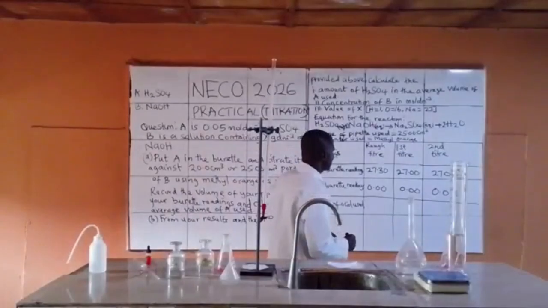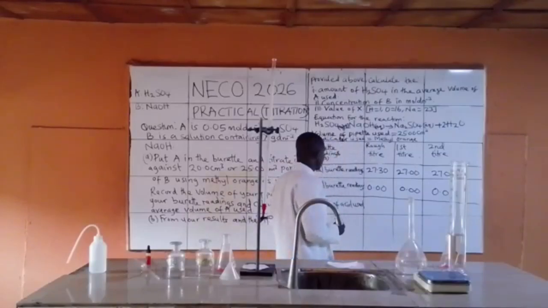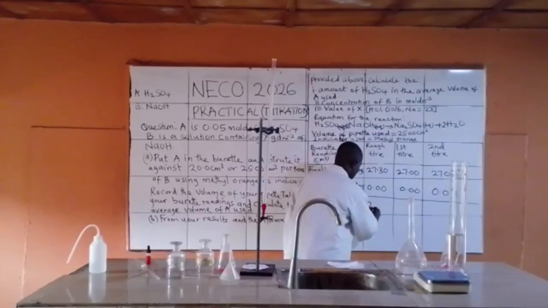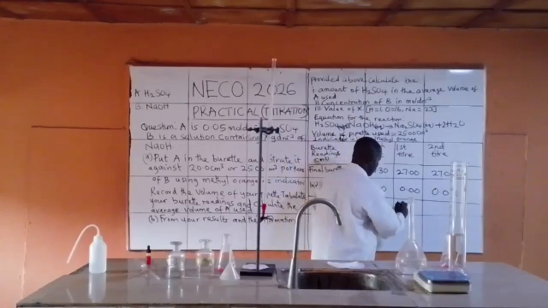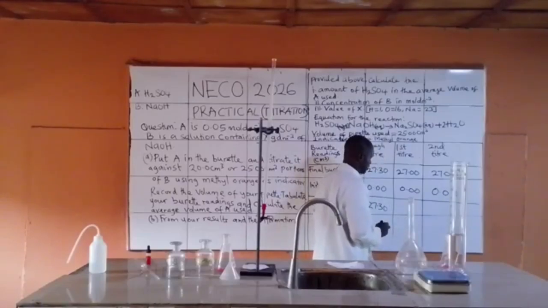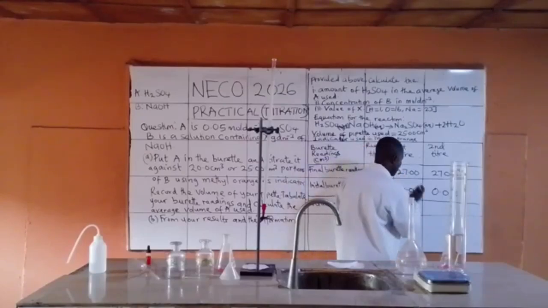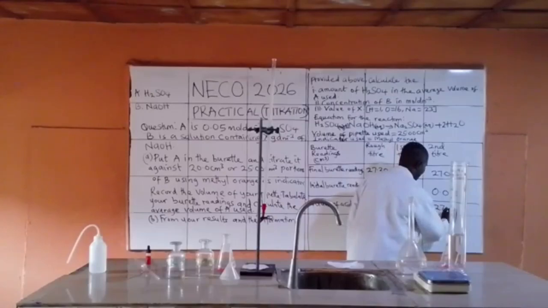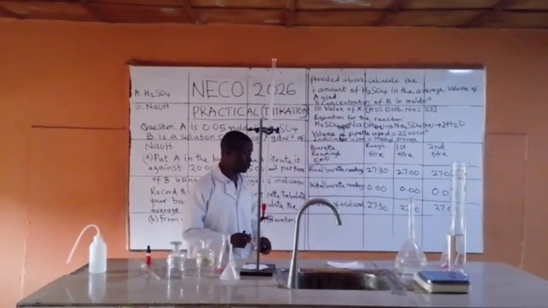Now, having taken the second titre, we now calculate the volume of acid used. For the rough titre, we subtract 0.00 from 27.30. We have 27.30. Then for the first titre, we subtract 0.00 from 27.00. We have 27.00. Then for the second titre, we subtract 0.00 from 27.00. We have 27.00.